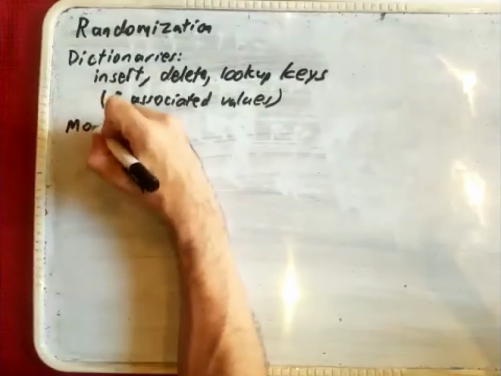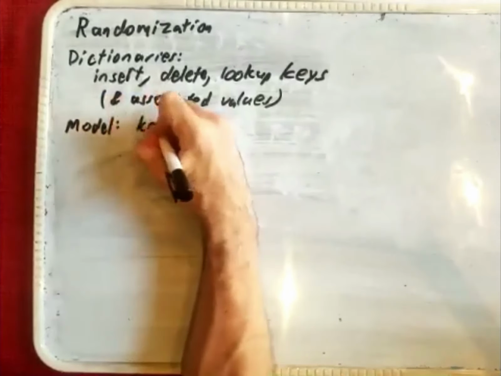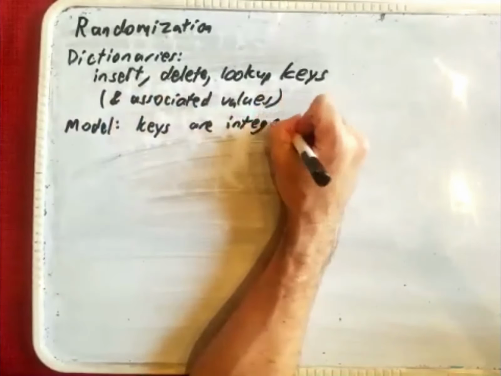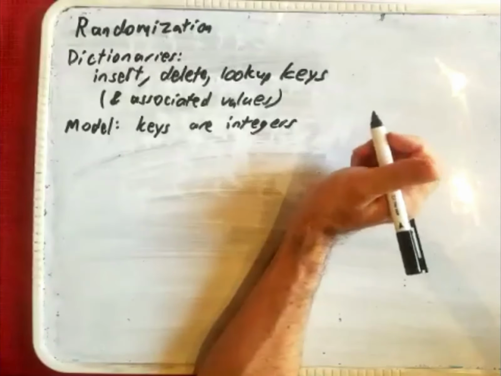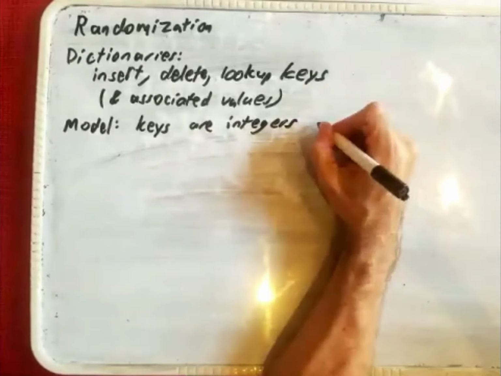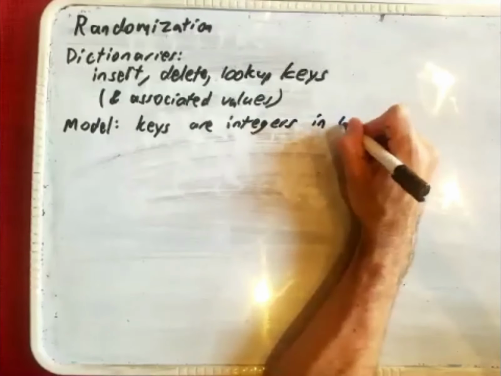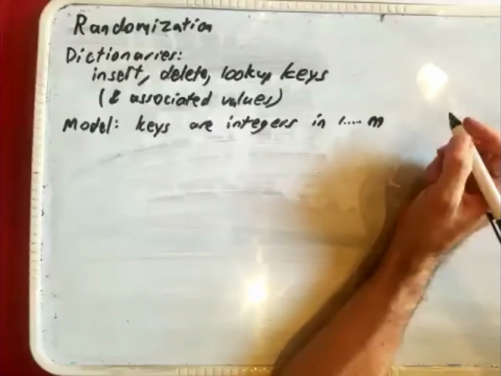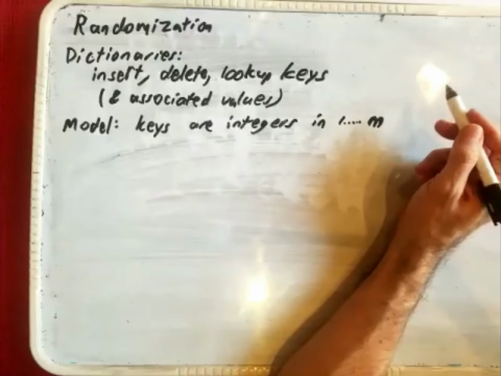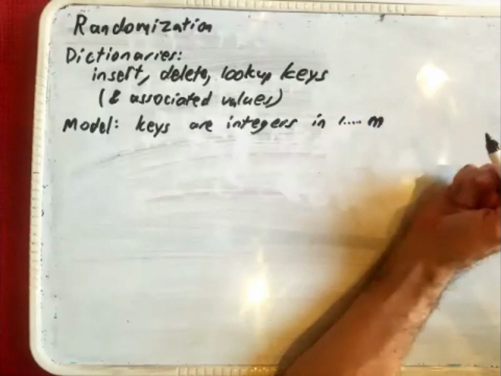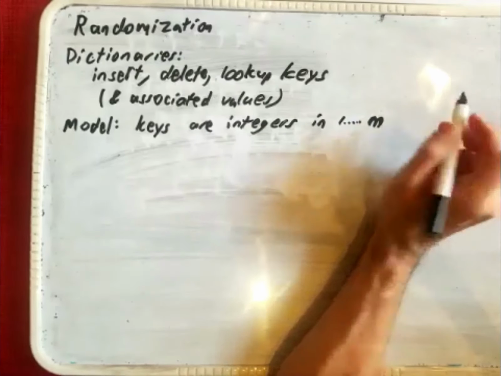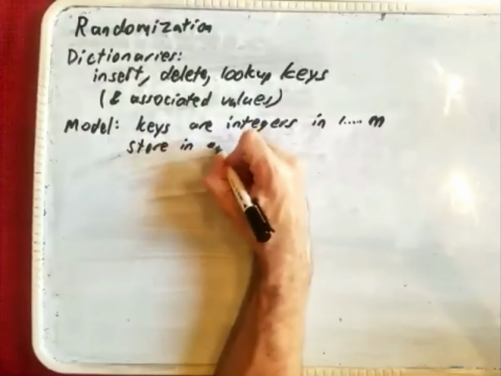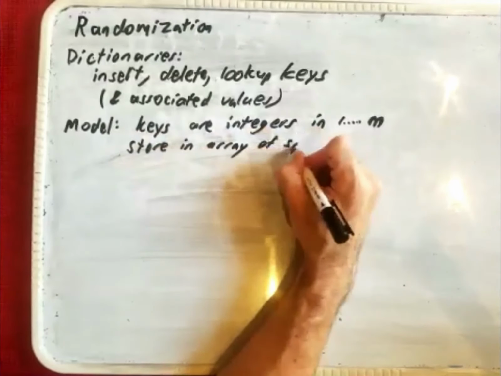So our model is that our keys are integers. This is what we had in the van Emde Boas queue problem, and I'm going to define the range of those integers to be 1 through m. Sorry for the notation change, but I like to be consistent with the standard texts. So this was previously c. Now we're going to use m, and as we've discussed, we can store them in an array of size m.